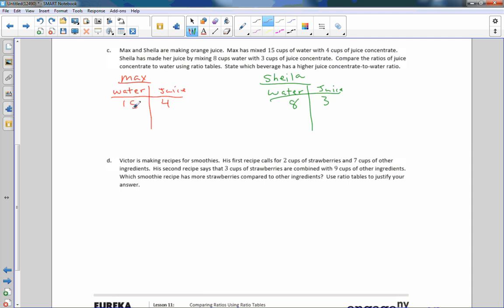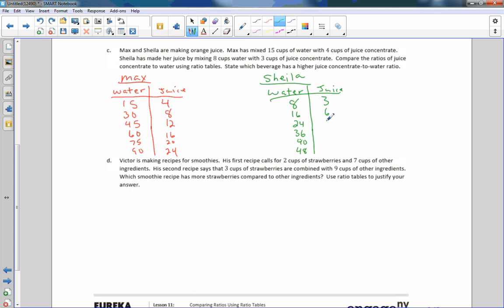So if I just keep adding 15, I'm going to get 30, 45, 60, 75, 90. Keep adding 4: 8, 12, 16, 20, 24. I'm going to do the same over here. 8 and 8 is 16. 8 times 3 is 24. 8 times 4 is 32. 8 times 5 is 40. And 8 times 6 is 48. And so on.